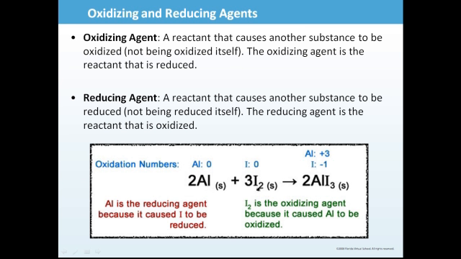The iodine caused the aluminum to be oxidized. Therefore, it is the oxidizing agent. Now, an important note here: when you're doing agents, it's always the entire compound that's considered the agent, not just the element that's being oxidized or reduced. In this particular example, they're one and the same, but that will not always be the case, as you'll see in the example that we'll do here in a moment.